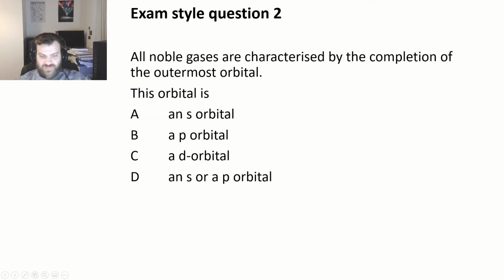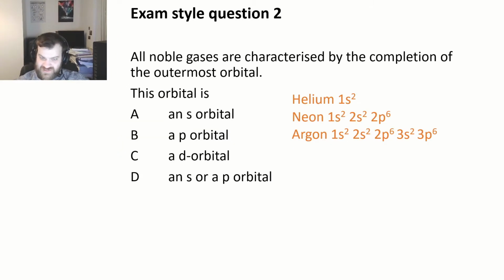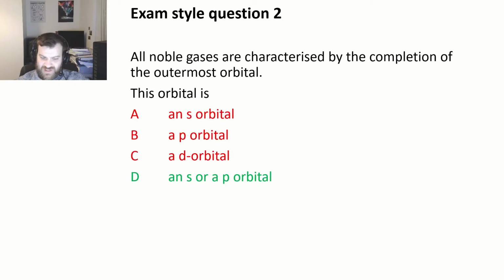In this question, we're asked about the noble gases, asked about their outermost orbital. When we look at the full periodic table, this is a question that's trying to trick you. With the exception of helium, the other noble gases are P block elements. However, because helium is a noble gas, our correct answer is D, because it has to have its outermost electrons in an S or a P orbital.